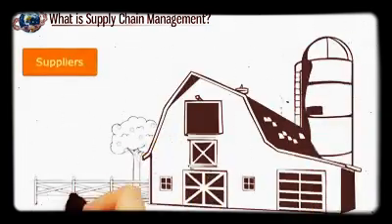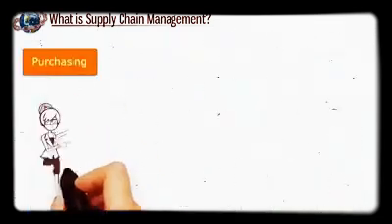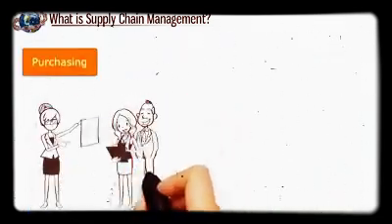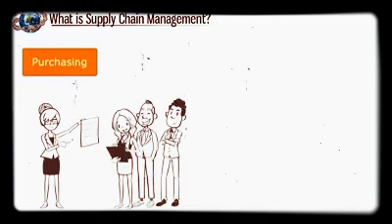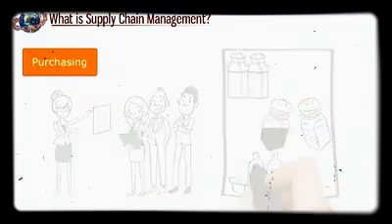It all starts with the dairy farmers who raise and milk the cows. They provide the milk. The purchasing team coordinates purchases from these and other suppliers who provide additional cheese-making ingredients like milk, salt, rennet, and whey.